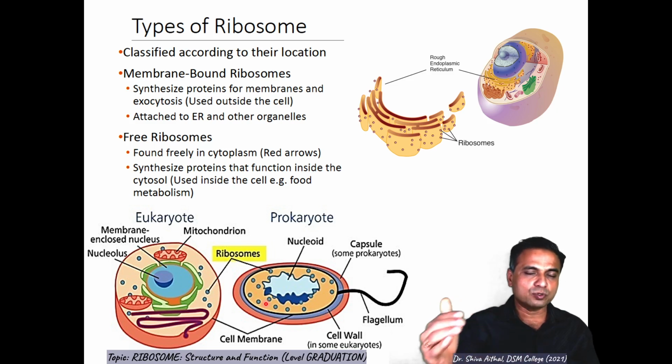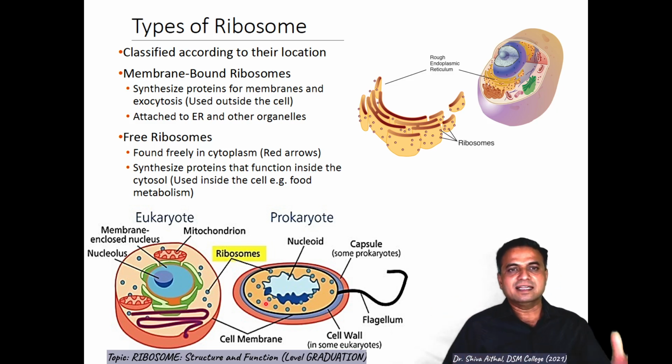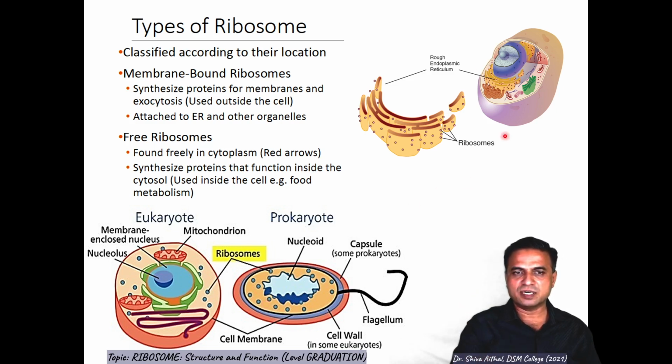Membrane bound ribosomes are present in eukaryotes. They synthesize proteins for membranes and also for the process of exocytosis. They are attached to the endoplasmic reticulum, as you can see here, and other organelles in the eukaryotes. But in bacteria they are usually found freely in the cytoplasm, and they are also found freely in eukaryotes.